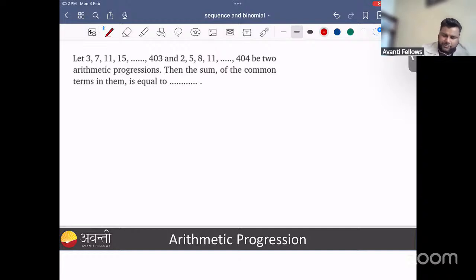Now see, let me do it. Now there are two series. One is 3, 7, 11, 15, and so on up to 403. If you realize, their common difference is 4. Another series is 2, 5, 8, 11, 14, and so on, up to 404. Got it?